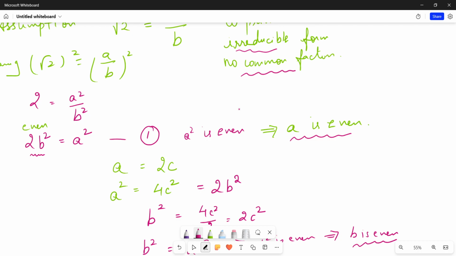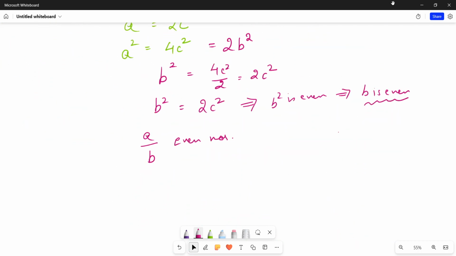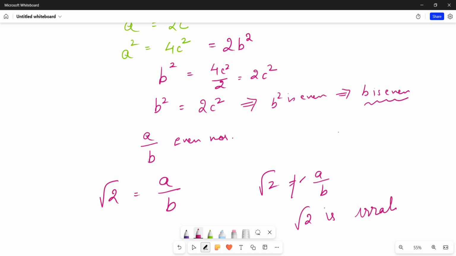So why did this contradiction arise? The contradiction arose because we assumed that root 2, the square root of 2, can be expressed as a ratio of two integers a by b, which is wrong. So root 2 cannot be written as a by b. So we prove that root 2 is an irrational number. I hope it is clear. Thank you.